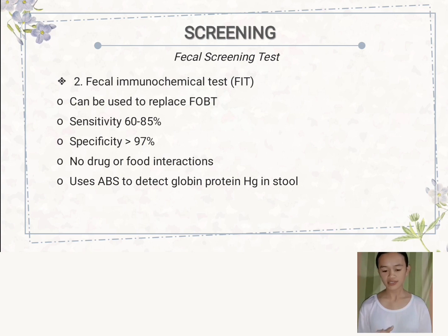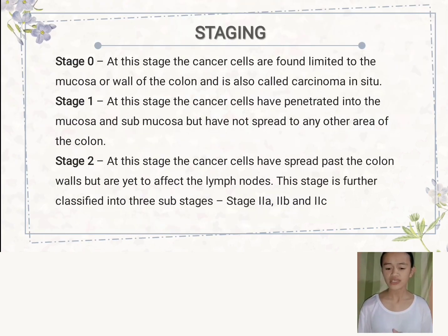The next is the staging. Colon cancer uses TNM in staging like most of the cancers. Here are the stages of colon cancer. Stage 0. At this stage, the cancer cells are found limited to the mucosa or the wall of the colon and is also called carcinoma in situ. Stage 1. At this stage, the cancer cells have penetrated into the mucosa and submucosa but have not spread to any other area of the colon.